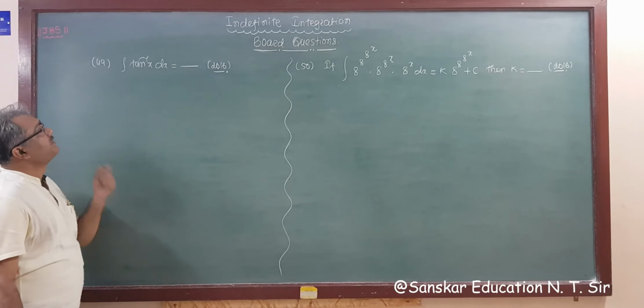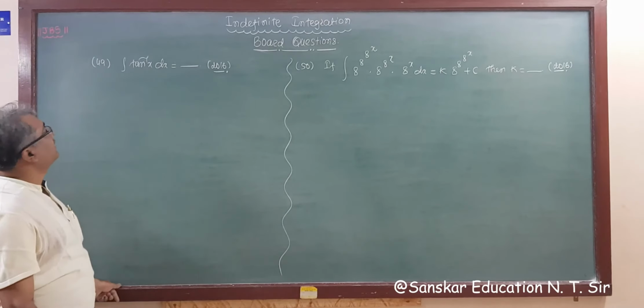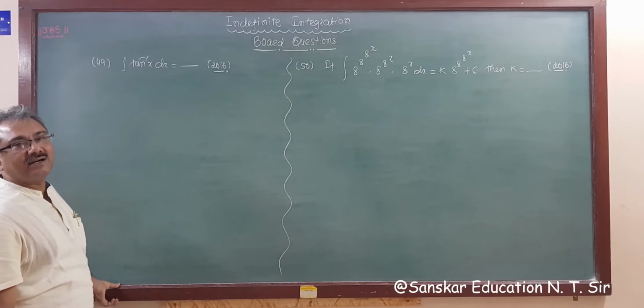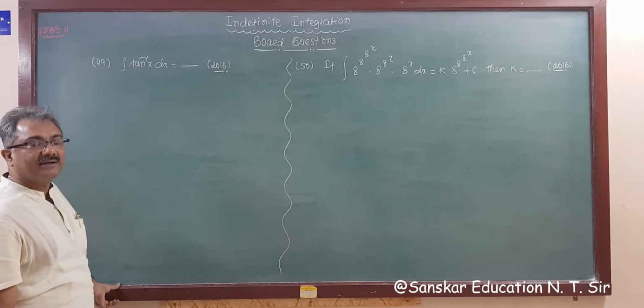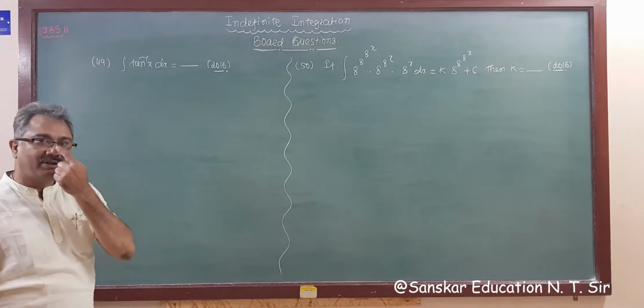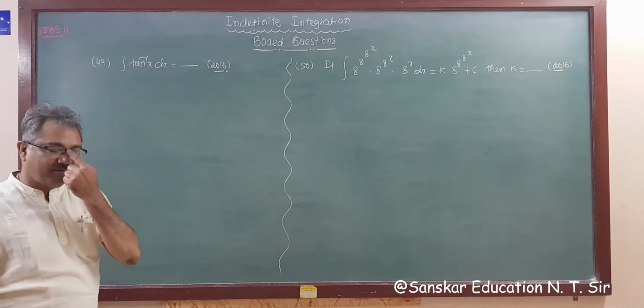Right? So question number 49 is from 2016. We have to find integration of tan inverse x dx. What will we do? u into v. We did this type of question in the textbook also, right? So I is equal to integration of tan inverse x into 1 dx. So this is u, this is v, right? And you know the integration by parts rule, so no need to write the rule. I am writing the answer directly.